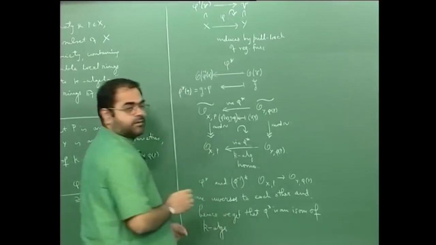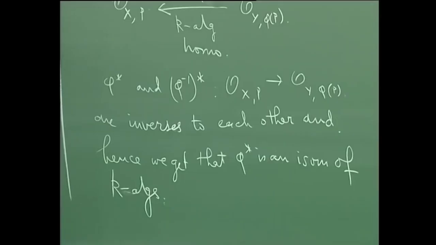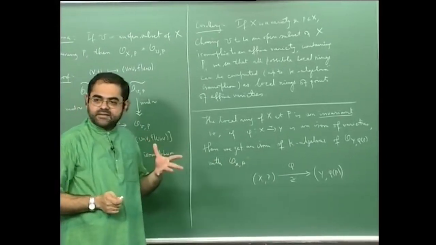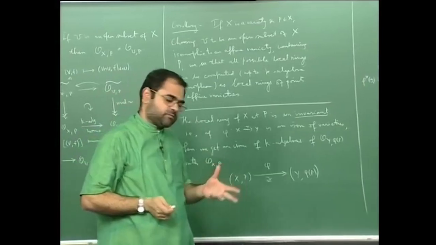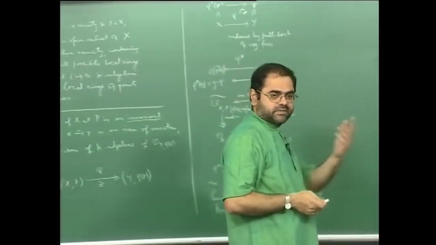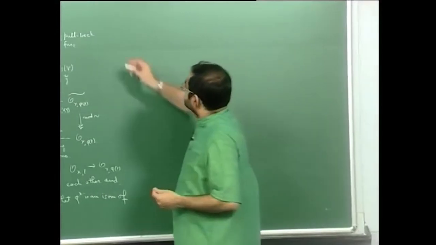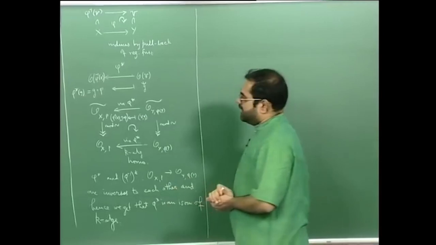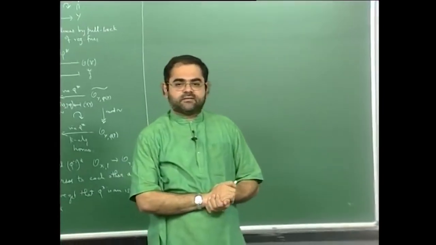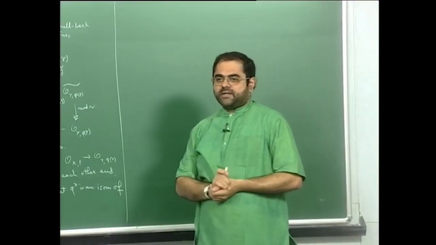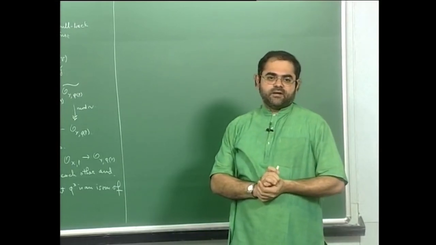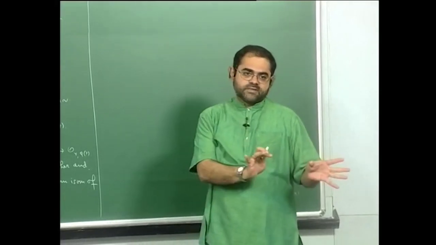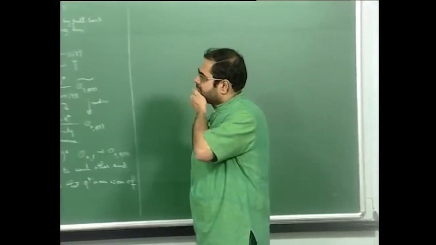So this is what this remark says: the local ring is an invariant. If you change the variety up to isomorphism, the local ring will not change. It will change only up to K algebra isomorphism. Of course, we try not to distinguish between varieties that are isomorphic in the geometric sense, and we don't try to distinguish between K algebras which are isomorphic in the commutative algebraic sense.